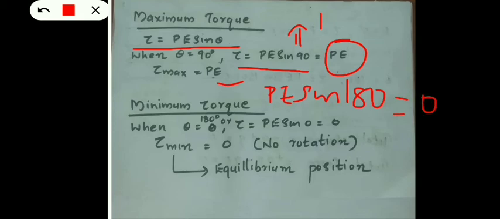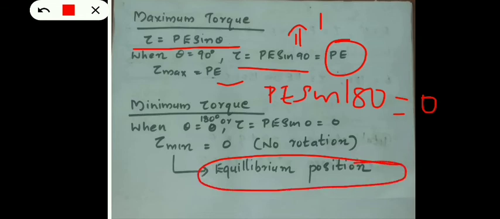When torque is 0, what does it mean? No rotation. Because torque is responsible for that rotational motion. If torque itself is 0, then that means it stops its rotation. Dipole stops its rotation. That means dipole has reached its equilibrium position. So what is the condition for equilibrium position? Torque must be 0. So this is a very important concept. Condition for equilibrium position for an electric dipole is torque acting on the electric dipole must be 0. In that situation, the dipole will be aligned parallel to the electric field and it will stop its rotation.